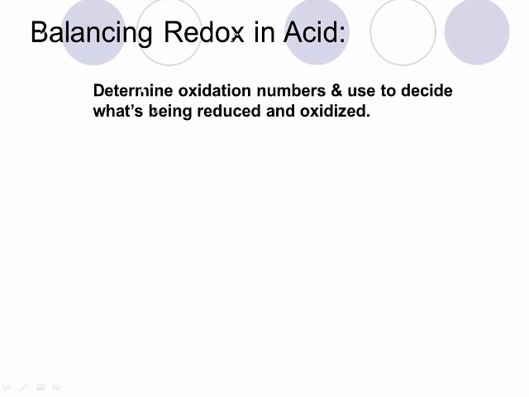How do we do this? We're going to determine oxidation numbers and use them to decide what's being reduced and oxidized. Let's look at this example. The oxidation number of oxygen is -2. Manganese has to be +7 because we have this negative sign here, so that will add up to -1. On the next compound, hydrogen is +1, oxygen is -2. The carbon thus must be +3.